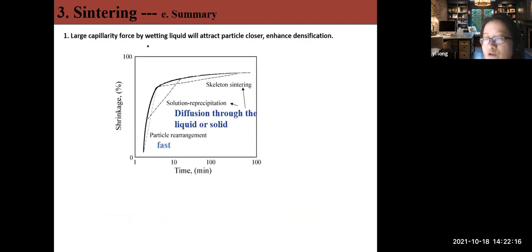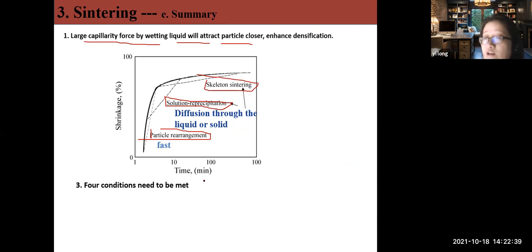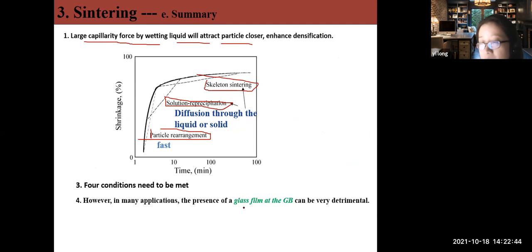And in liquid phase, we said a large capillary force by the wetting liquid will attract the particles closer, which enhances the densification. We said there are three stages: the particle rearrangement stage, where the liquid brings them in, then solution reprecipitation, and also skeleton sintering. These are the three stages in liquid phase sintering. And four conditions need to be met, which we have reviewed. In many applications, this can be very harmful. We talked about two examples: one is creep, the other one is insulators.